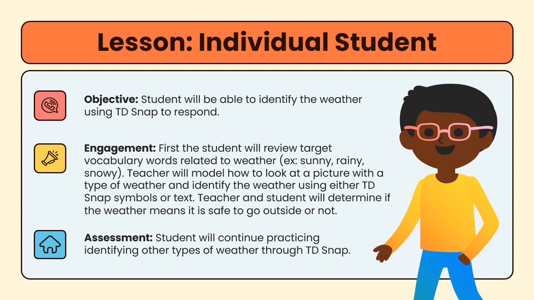For the individual student lesson, the objective is for the student to be able to identify the weather using TD Snap to respond. The teacher will go over vocabulary that includes weather-related words and model how to look at a picture and identify the type of weather in the picture using TD Snap.